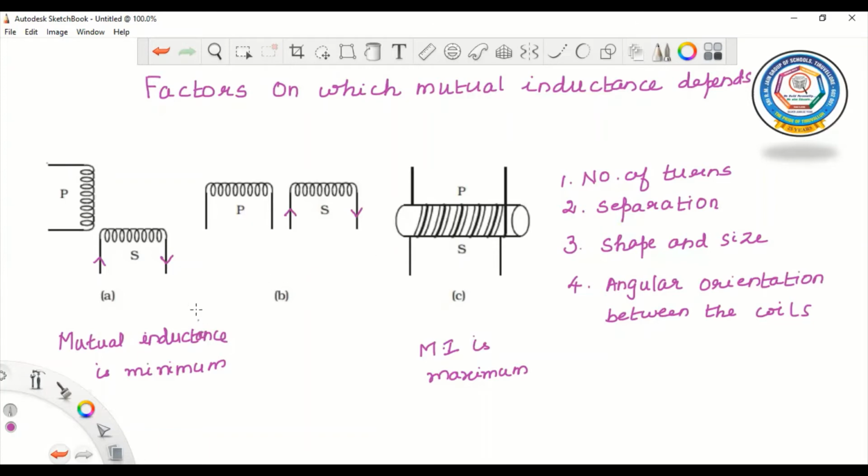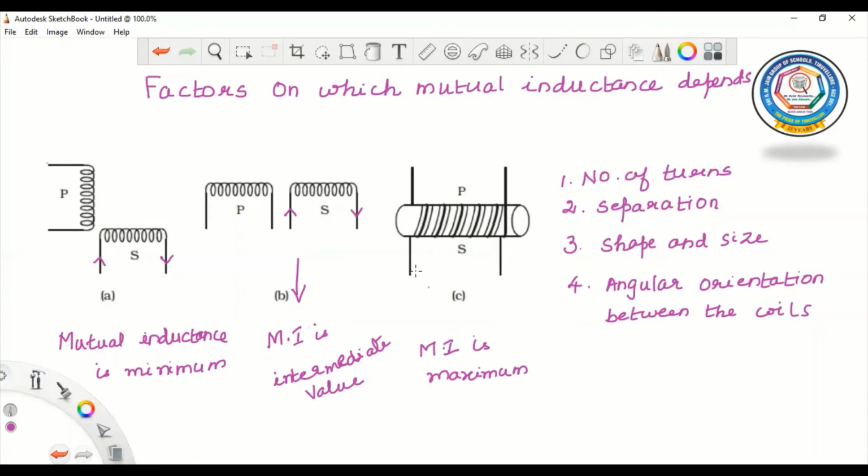Okay. So now let's see the third case. Here, if the two coils are arranged like this, then the value of mutual inductance in this case is intermediate.